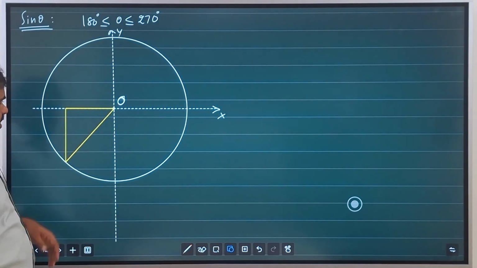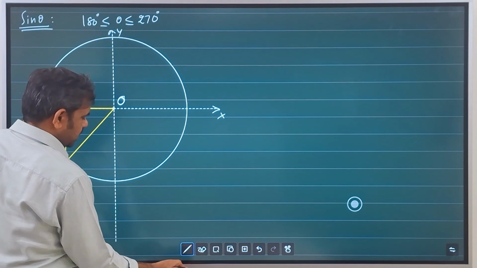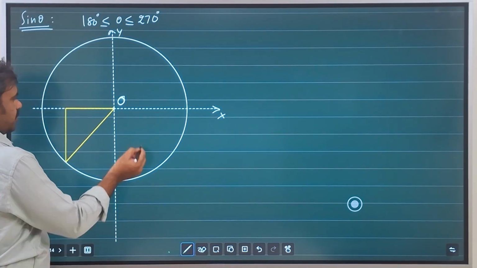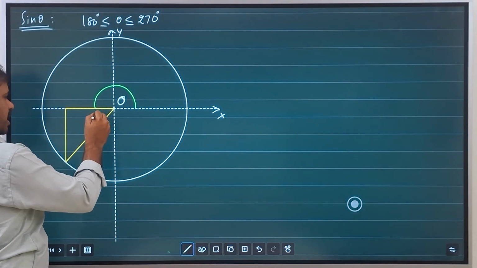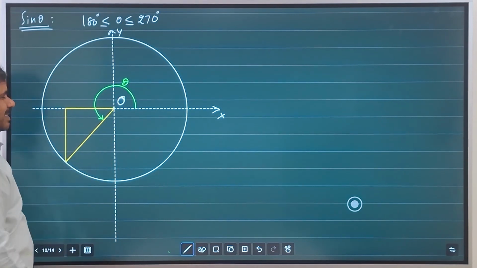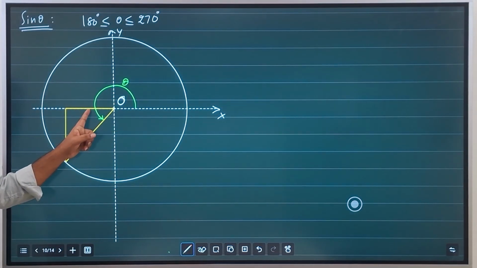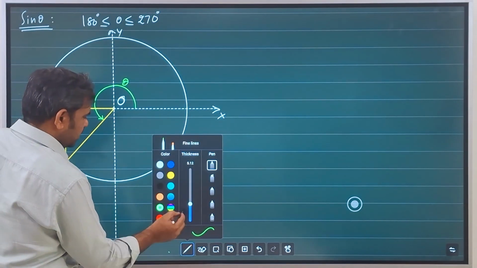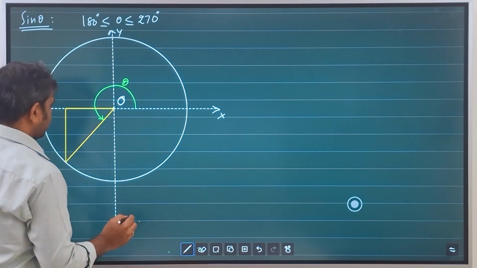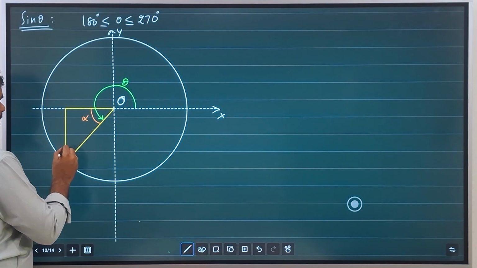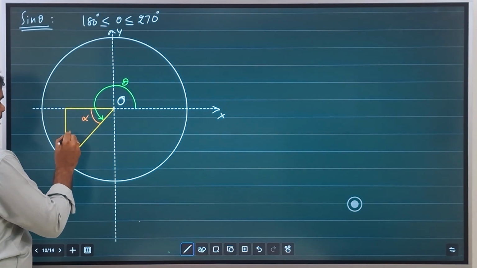Let's look at this right angled triangle. The angle made by the hypotenuse of the right angled triangle with the positive x-axis is theta. This theta, of course, is greater than 180 degrees and less than 270 degrees. Let me say the angles inside the right angled triangle are alpha and beta. Let me call this angle alpha and this angle beta.